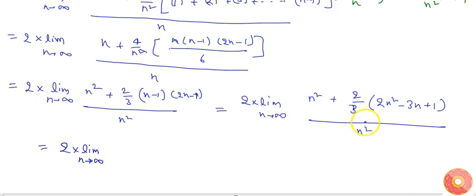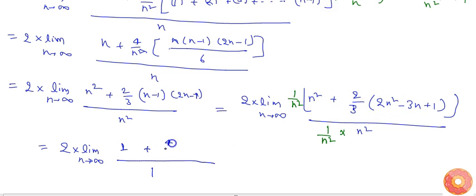if I divide n square on both numerator and denominator, I get n square by n square, so 1 in the numerator and 1 in the denominator, plus here 2 by 3 times (2n square by n square minus 3n by n square plus 1 by n square), which is 4 by 3 minus 6 by 3n plus 1 by n square.